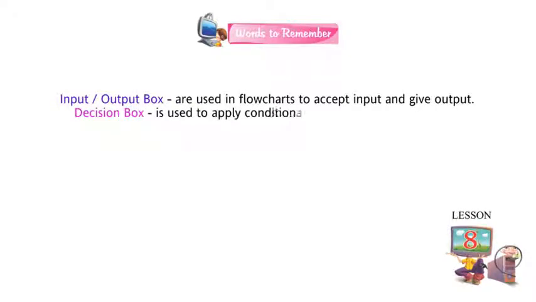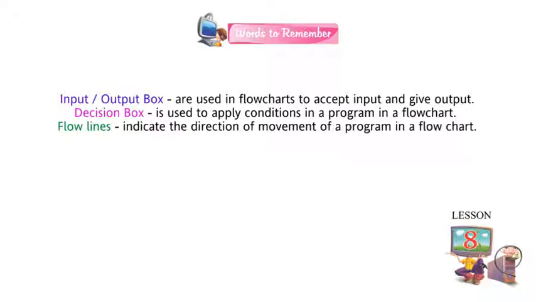Words to remember. Input or output boxes are used in flowcharts to accept input and give output. A decision box is used to apply conditions in a program in a flowchart. Flow lines indicate the direction of movement of a program in a flowchart.